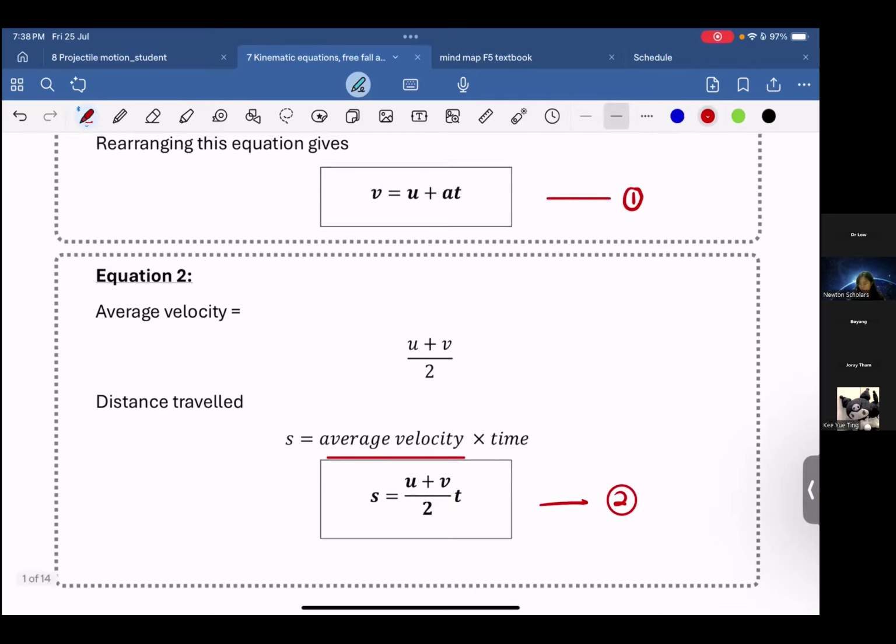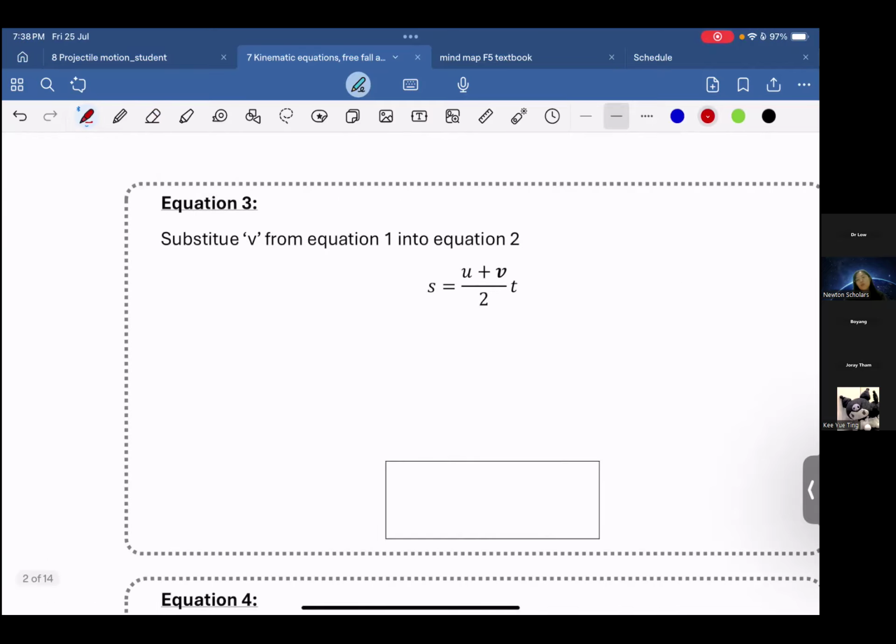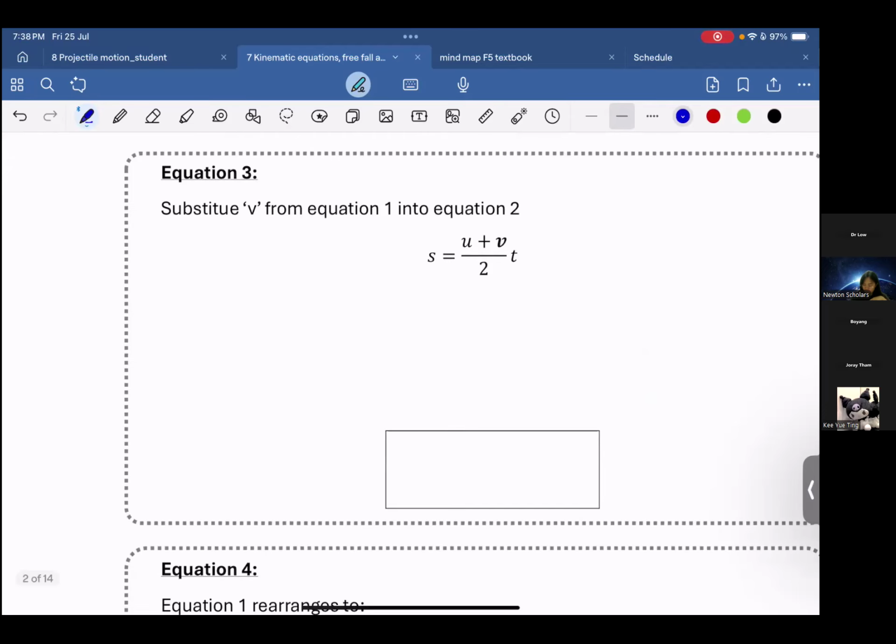Okay, next we go to the next page. Now the third one, I need you to derive it, because you need to know how to derive it. So number 3, how do we get the third equation? Here you look at this. Substitute the v from equation 1. Equation 1 is v equals u plus at. Substitute it in equation 2. So we write it together.